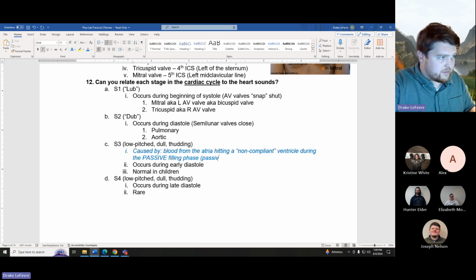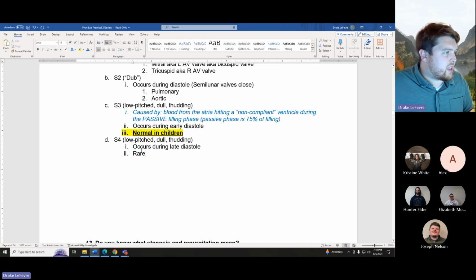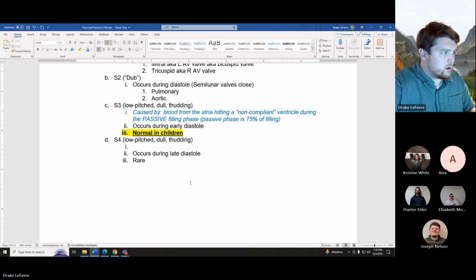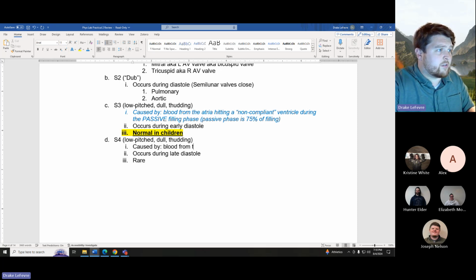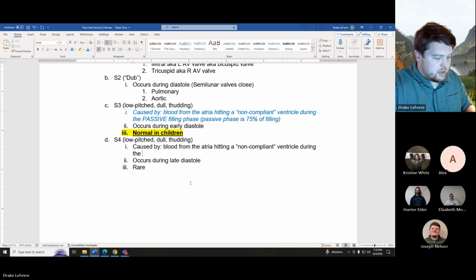And remember that the passive phase is 75% of filling. A big one that's always asked, that is normal in children. It's always on the exam. S4, it's literally caused by the same thing. So it's blood from the atria hitting a non-compliant ventricle during the active filling phase.